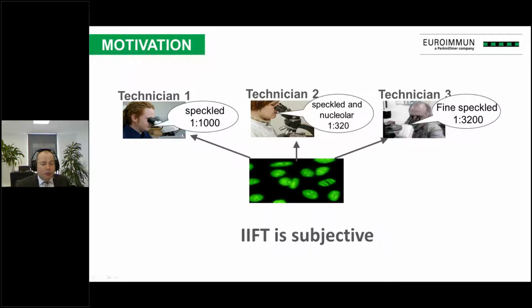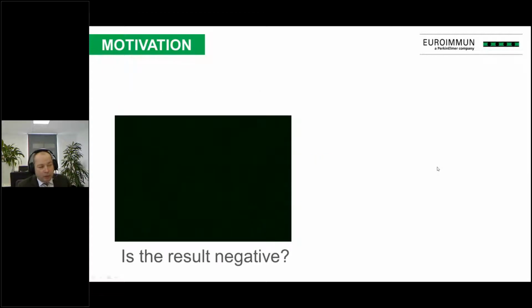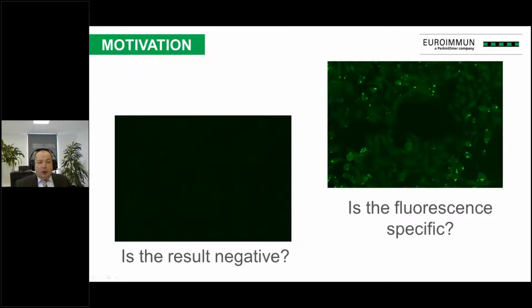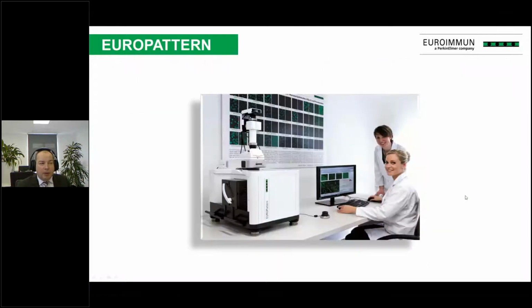The last example for the motivation is presented here in these 2 images. The first should be negative, and the second should be very positive, but maybe you are not sure, because without automation you have no guarantee about the quality of the results. The first image could be incubated under the wrong condition, for example, without conjugate, and the second image could have unspecific fluorescence. An automatic microscopy and pattern proposal can help you also in this case, and I will explain how it works. And now I'm happy to show you the first product, EUROPattern microscope.